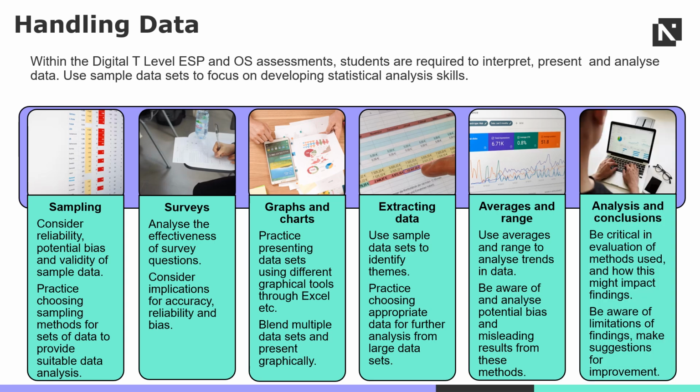And then finally, looking at analysis and conclusions. Students should learn to be critical in their evaluations and interpretation of the data, rather than simply describing their findings. So when drawing conclusions and making predictions, again, they need to be aware of potential limitations of their methods and outcomes. They should also consider the impact of their findings and make suggestions and recommendations for improvement as a result. You could use problem-solving tasks in class that involve working with data sets, interpreting results, and applying statistical and mathematical techniques to develop these skills with students.